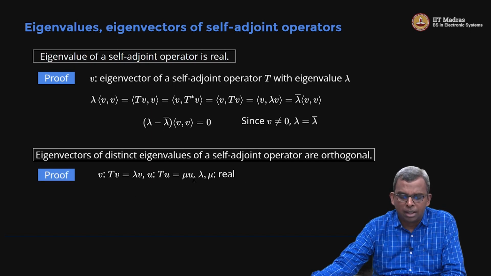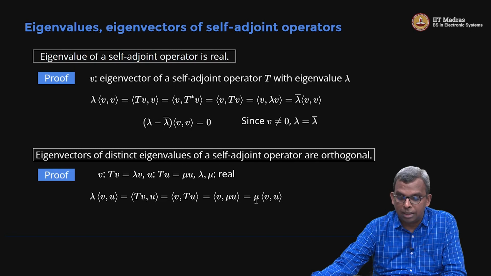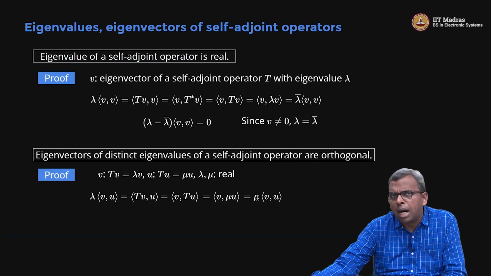V and U are two eigenvectors with two eigenvalues lambda and mu, and then you start with Tv comma u. The same story here, lambda v u, and then it will go to the other side. T is self-adjoint, right? So it will become v comma Tu. Then mu v u, mu will come on this side. Why is it mu and not mu bar? Because mu is real, right? So these are eigenvalues of self-adjoint operators. They're all real. There's no need to write mu bar here. It's just mu.